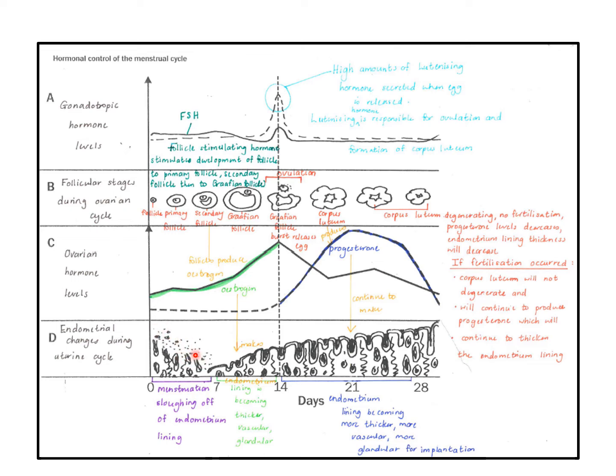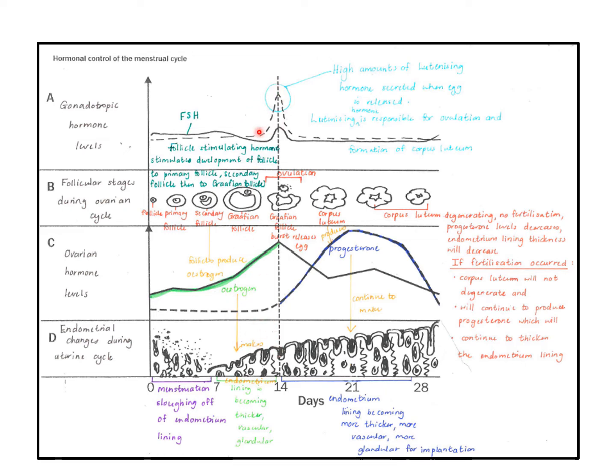As soon as menstruation has taken place, the pituitary gland will produce FSH, follicle stimulating hormone. And this hormone causes the follicle to develop from a primary to a secondary to a Graafian follicle. And as this follicle is forming, it is producing estrogen. And the estrogen is increasing because the follicle size is increasing. What does estrogen do? Estrogen makes the endometrium lining thicker, more vascular, and more glandular for implantation.